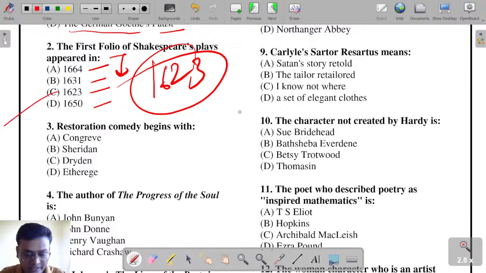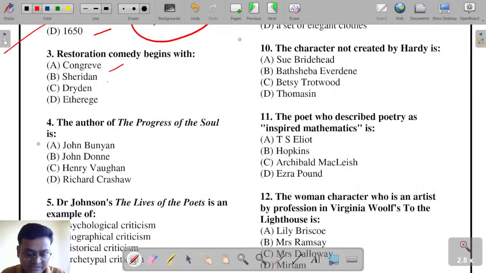Next question. The Restoration Comedy begins with the works of whom: Congreve, Richard Sheridan, Dryden, or Etheridge? Restoration Comedy begins with the works of Congreve. So William Congreve.